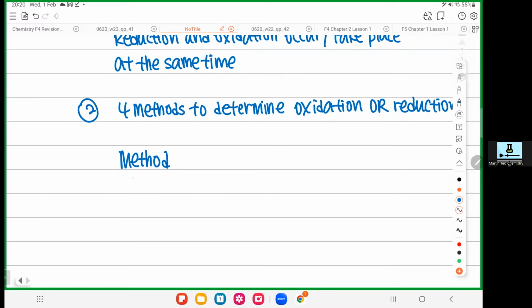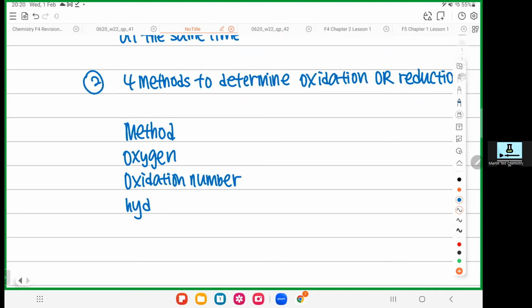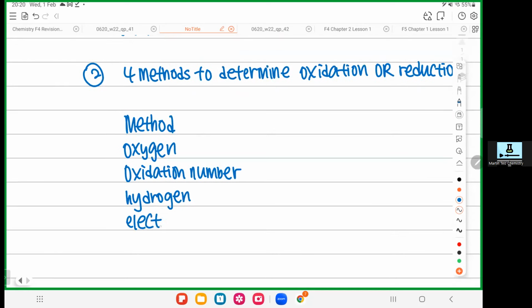The first method is you can look at the oxygen. We call it the oxygen method. The second method is the oxidation number method. We will learn what oxidation number is later on, no worry. Then we can look at the hydrogen method, and the last one is called the electron method. When you first start, of course you'll feel confused, which is completely normal. There are four methods we can use.